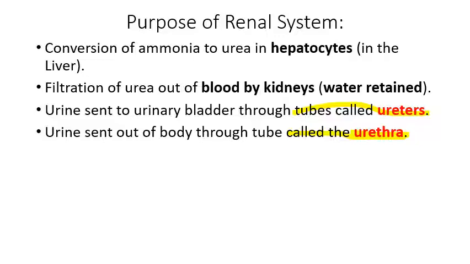In women, the urine comes out of the end of the urethra, which is a little lumpy piece of flesh that's located just above the vagina, and it's called the urinary meatus.